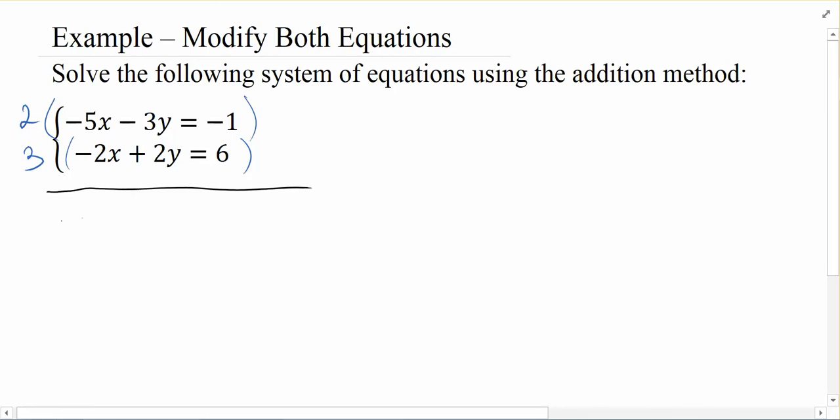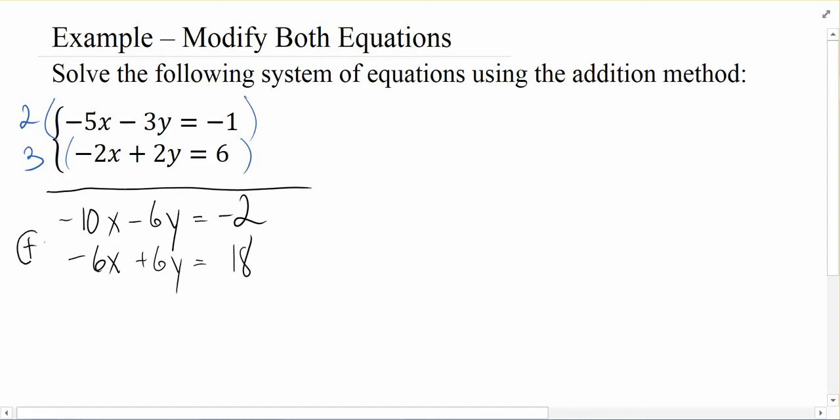As I distribute the 2, I get negative 10x minus 6y equals negative 2. And as I distribute the 3 across the second equation, I get negative 6x plus 6y equals 18. Now, since the y coefficients are opposite, I'm ready to use the addition method. I can add these together to get negative 16x equals 16, and so x is negative 1.